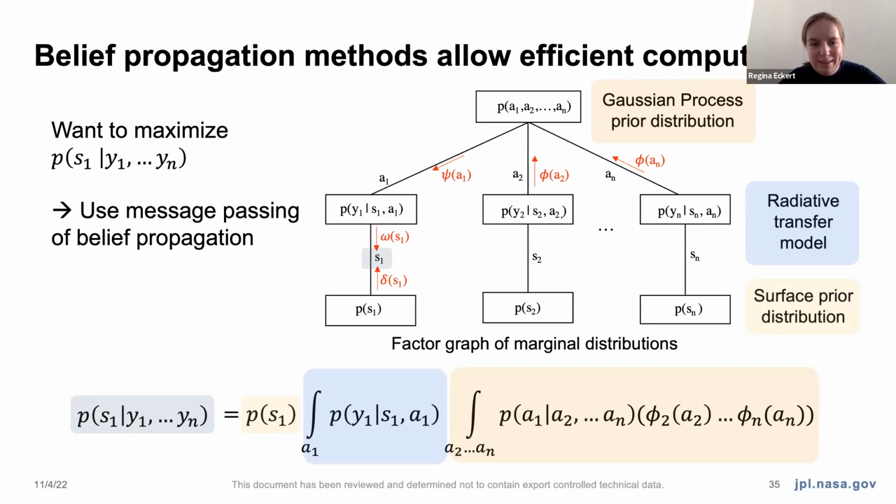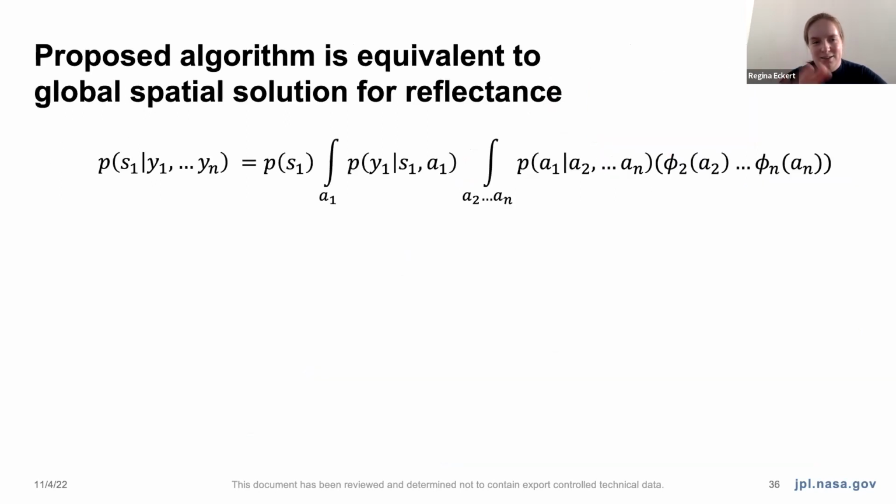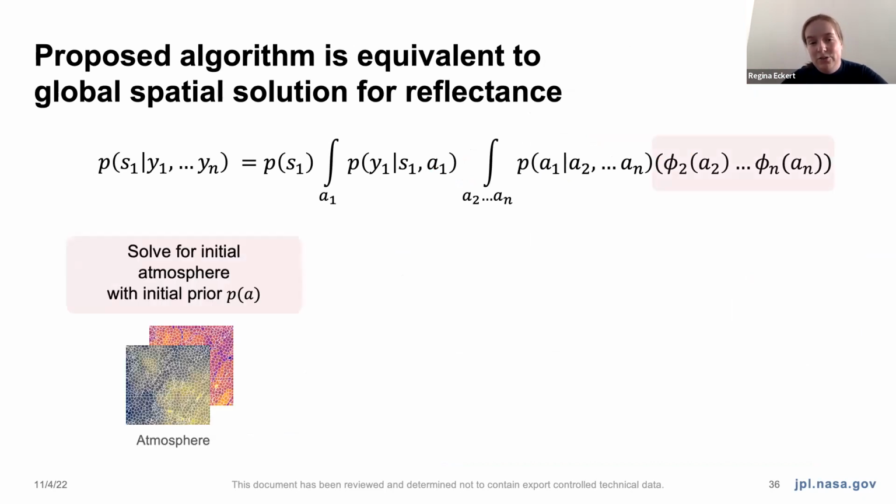The way that I think is maybe a little bit easier to look at is here. So I've again just put that same equation that we were just looking at, but now I'm going to break it down in a slightly different way. So here we have our initial solution for our atmosphere with an initial prior.